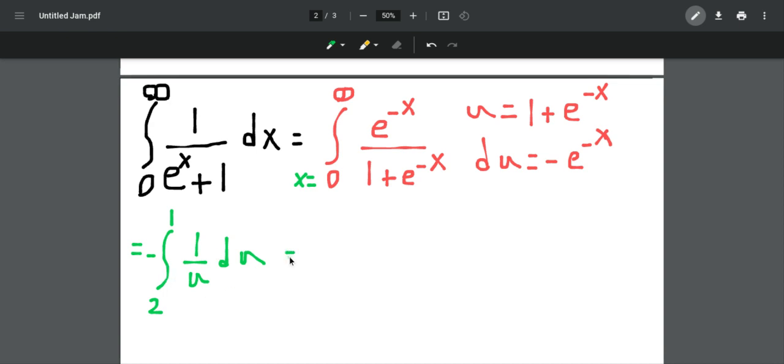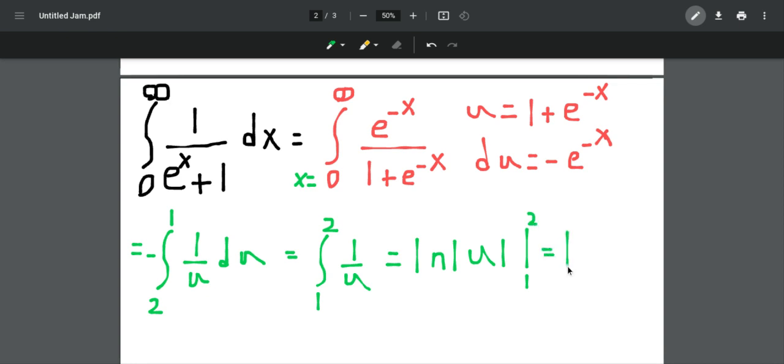So this is the same as the integral from 1 to 2 of 1 over u. And then when taking the integral of 1 over u, we get natural log of the absolute value of u. And then we evaluate this from 1 to 2. So we get natural log of 2, minus natural log of 1, which is 0. So we get natural log of 2 as our answer.